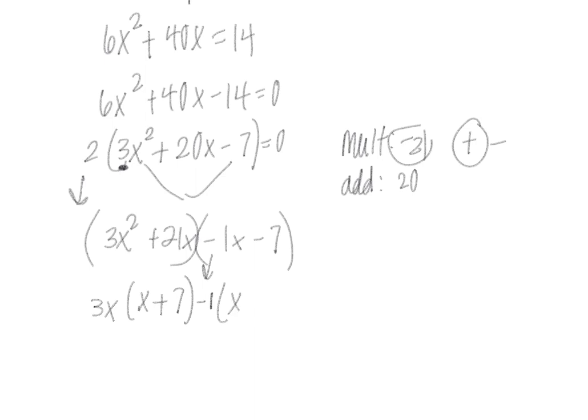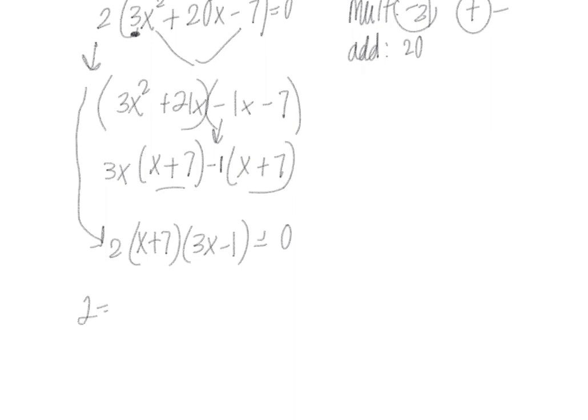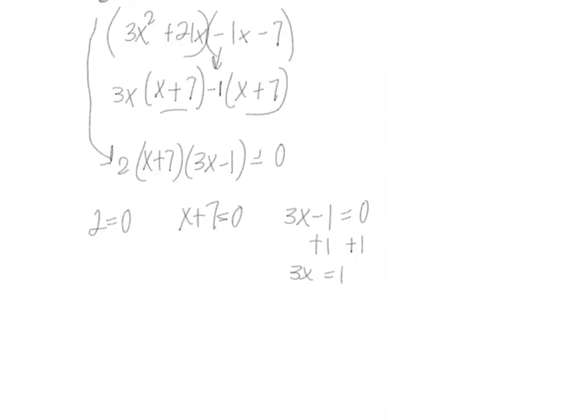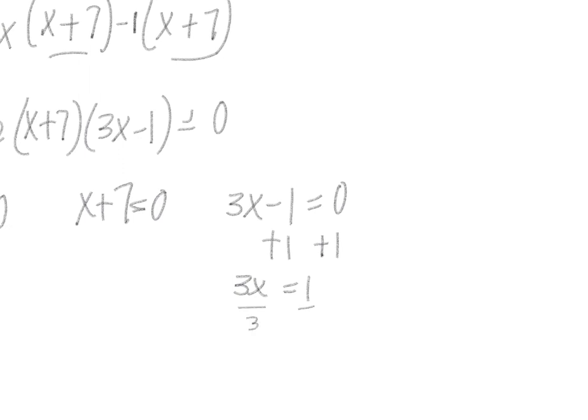So we would be left with x plus 7. That's the same thing. It should be. So if you take it out, you're left with 3x minus 1. And we've done some great work on this problem. It's factored completely. But we're not done because it said to solve. So I get 3x equals 1, and then we divide by 3 to get x by itself. So 1/3.